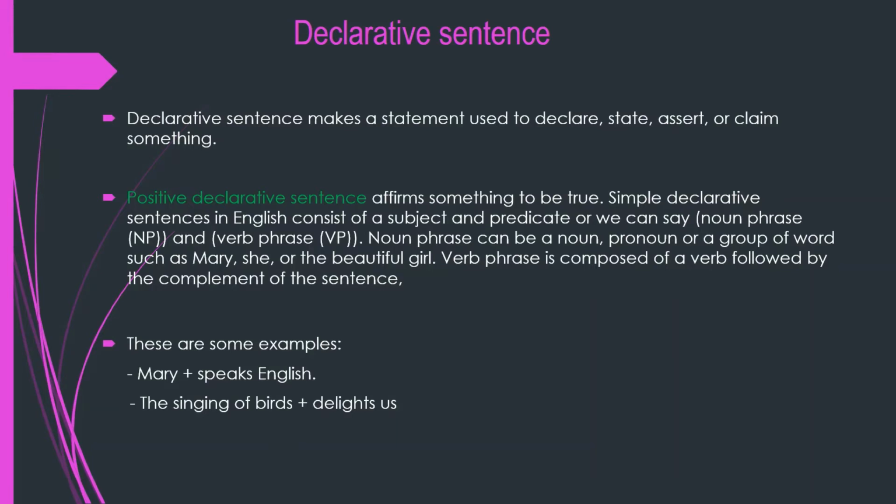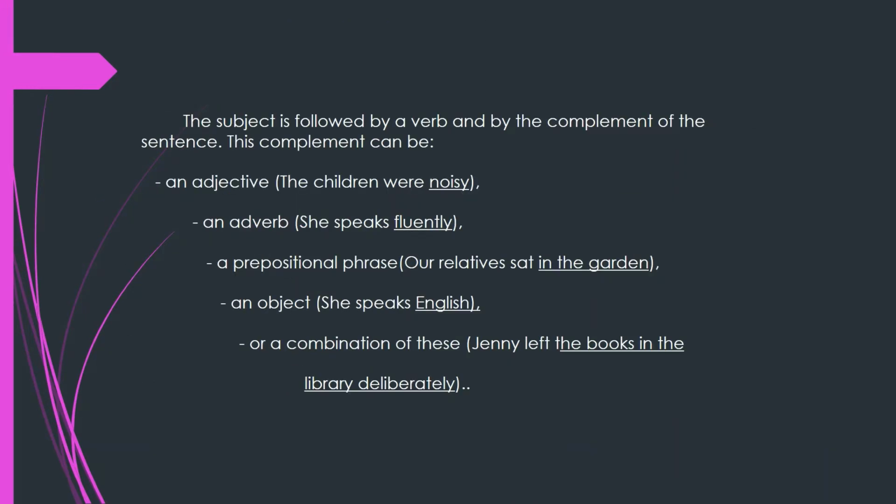These are some examples. Mary speaks English. The singing of birds delights us. The subject is followed by a verb and by the complement of the sentence, as we have said earlier. This complement can be an adjective, such as the children were noisy; an adverb, such as she speaks fluently; a prepositional phrase or relative set, such as in the garden; an object, such as she speaks English; or a combination of these. Jeannie left the books in the library deliberately.